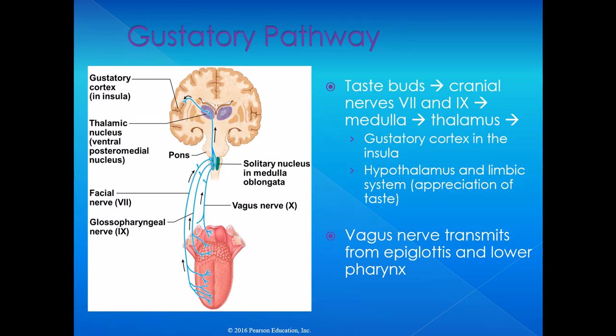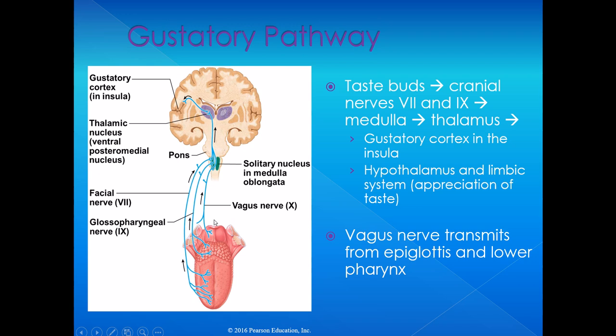In terms of our gustatory pathway, it starts with our taste buds. They connect to our two main gustatory nerves, the facial nerve and the glossopharyngeal nerve. So there's your first order neuron. That then synapses in the medulla with the second order neuron. The second order neuron takes it to the thalamus, and then from the thalamus we get a third order neuron going out to the gustatory cortex in the insula.